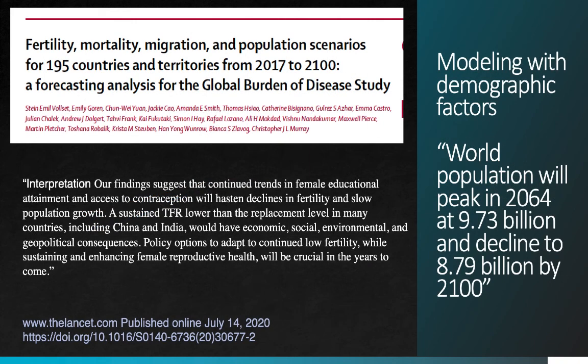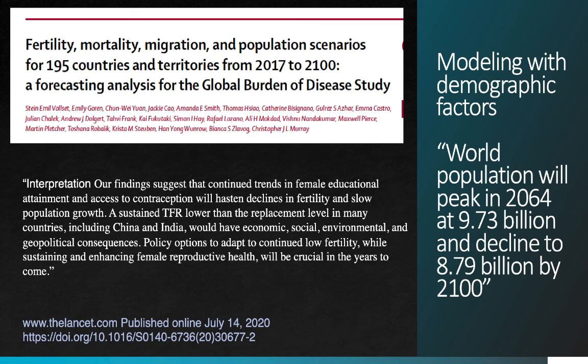Now, it should be clear at this point that it's very difficult to predict future population growth. A very interesting paper was published in July of 2020 in The Lancet, a prestigious medical journal. This paper used a very sophisticated model to provide an alternative projection of future global population growth, and their findings are very interesting. They predict, based on their modeling, that world population will peak in 2064 at about 9.73 billion, before declining to 8.79 billion by 2100. I've made this paper available for you online if you want to take a closer look.